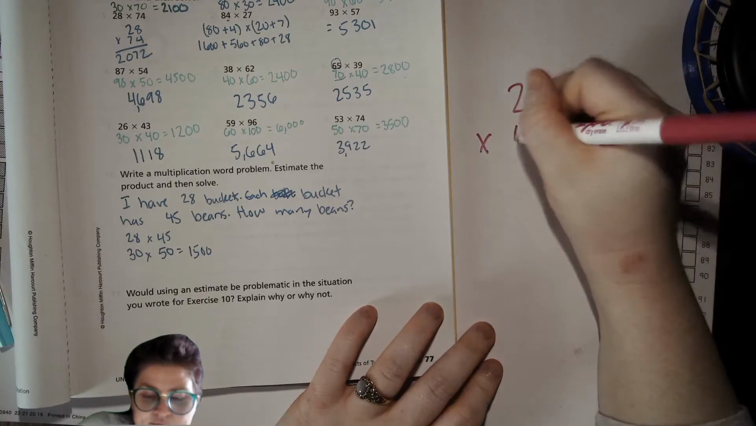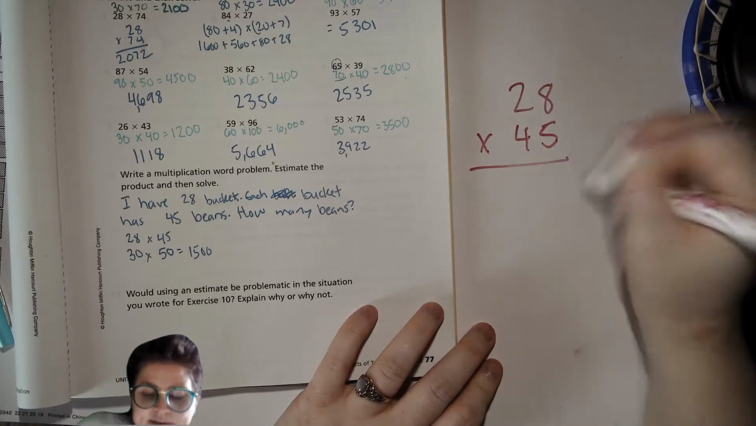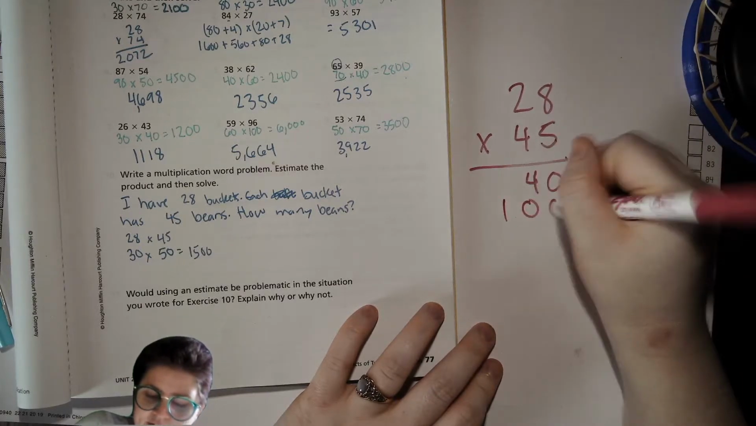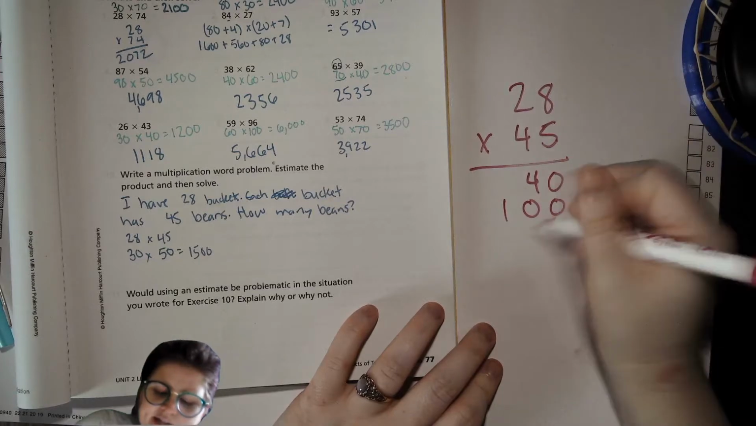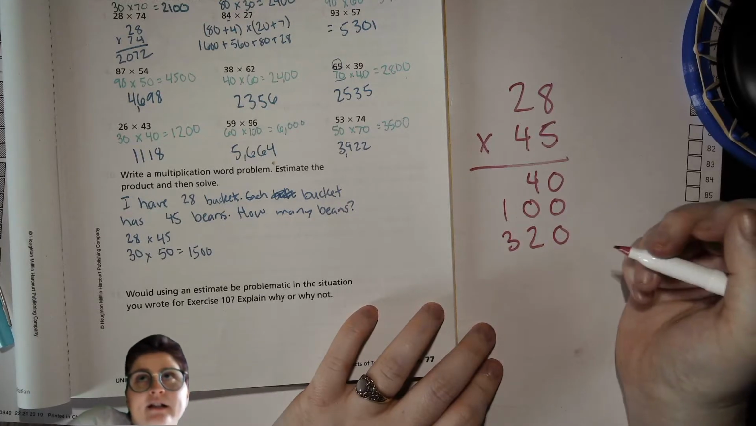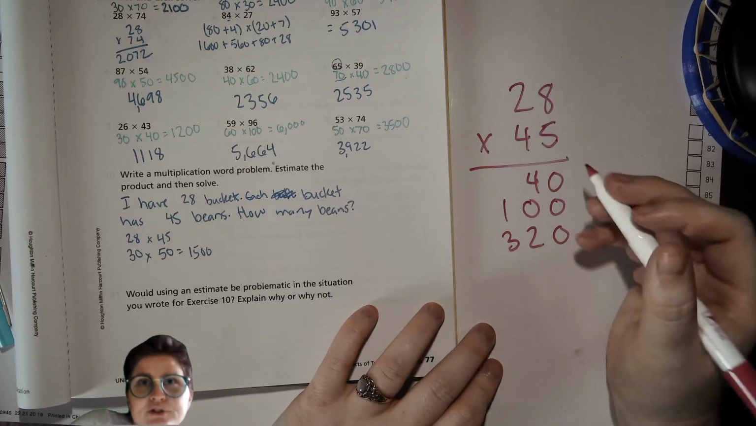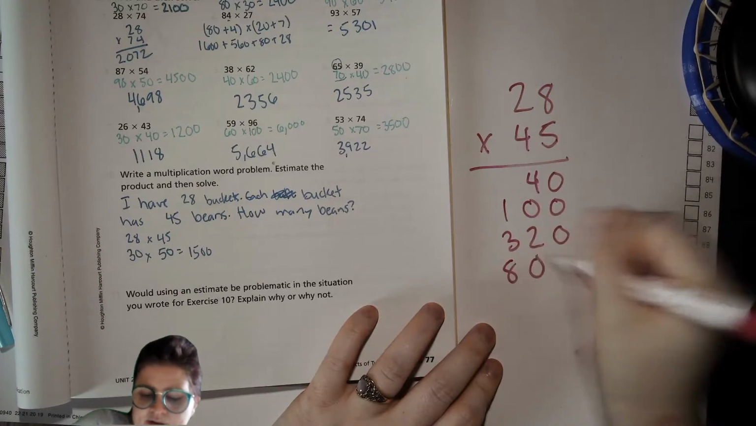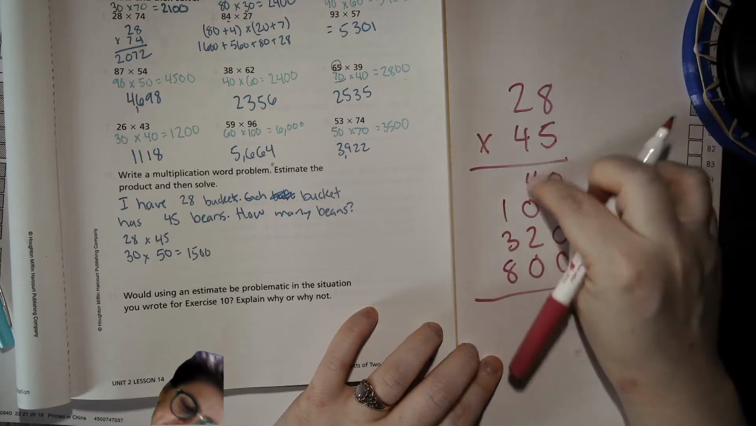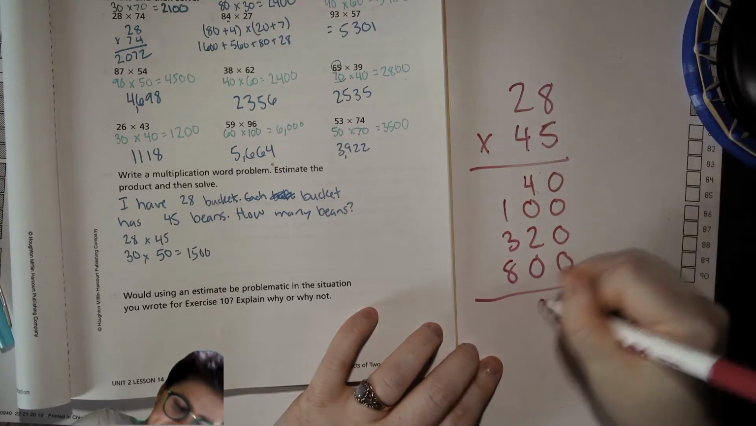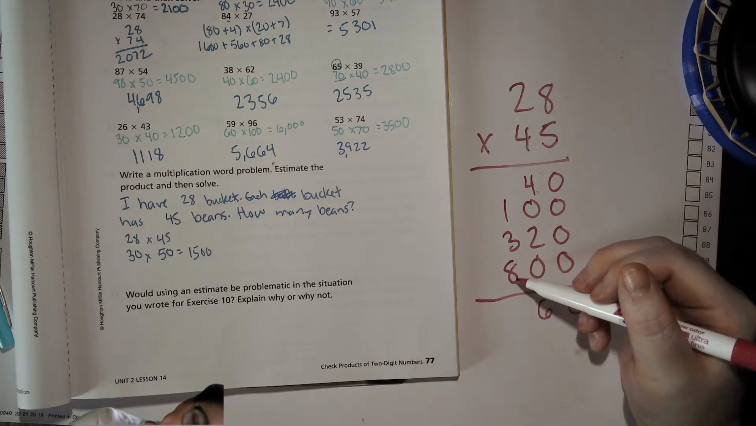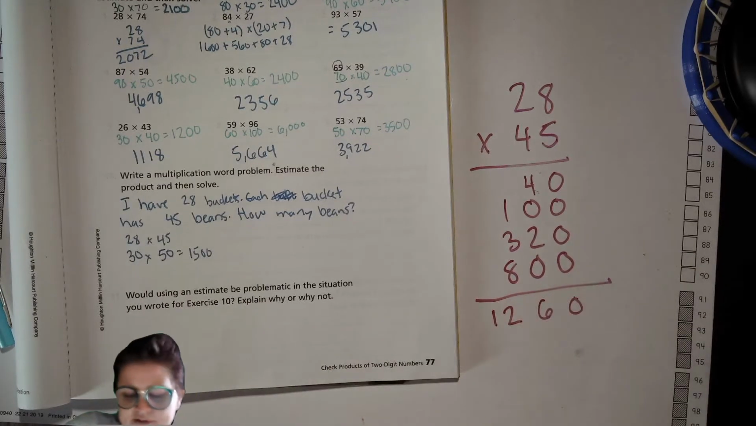28 times 45. 5 times 8 is 40. 5 times 20 is 100, or 10 tens. 40 times 8 is 320. And 40 times 20, let's see, 4 times 2 is 8, so 800. Okie dokie. 0. That one's not super nicely lined up. I'll scoot it over. 6. 4 plus 8 is 12. So 1,260.